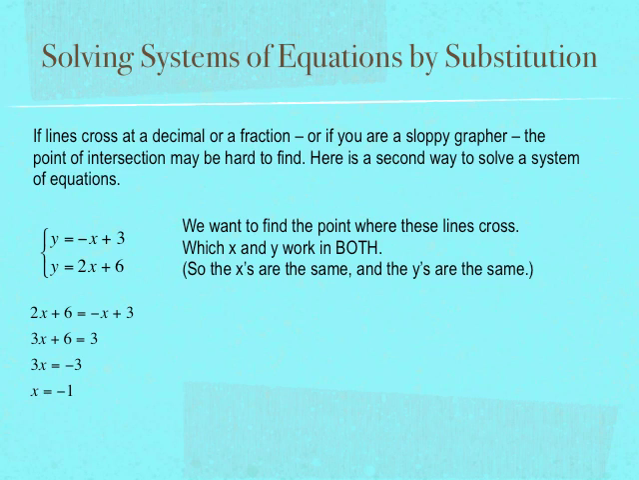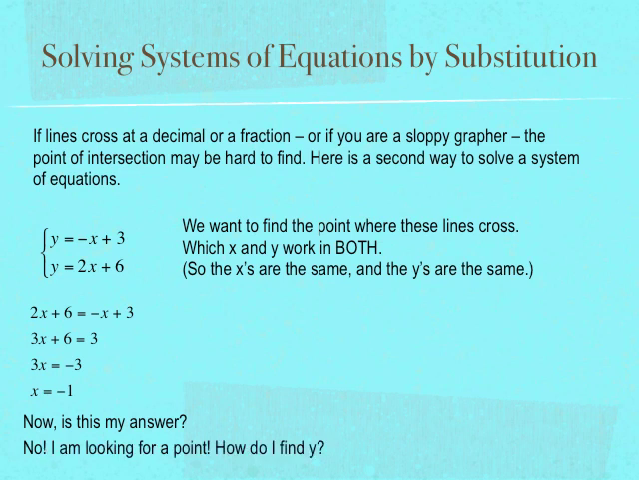Now, in chapter 2, that would have been my answer. That would have been the end of it. I'd circle it and move on. But now in chapter 4, that's only half of my answer. I have what x equals, but I want to find what y equals. So I'm looking for a point. I'm looking for an x and a y.